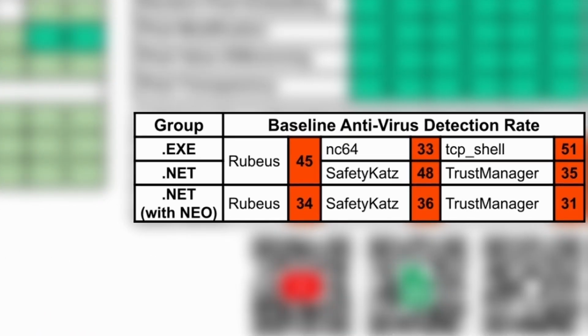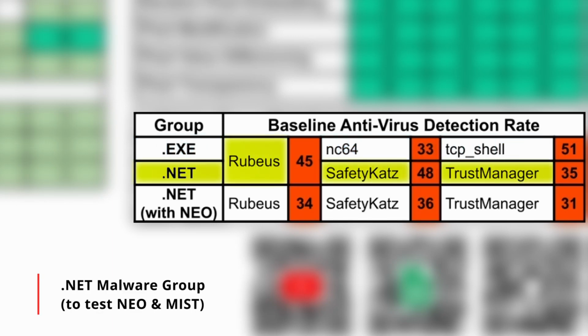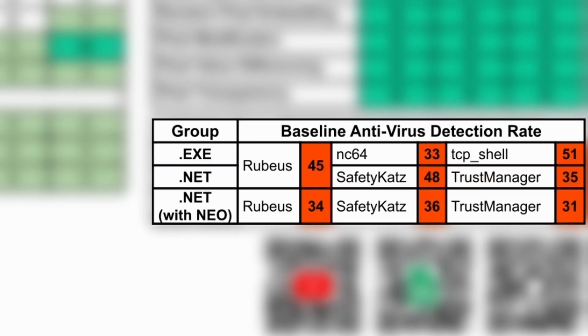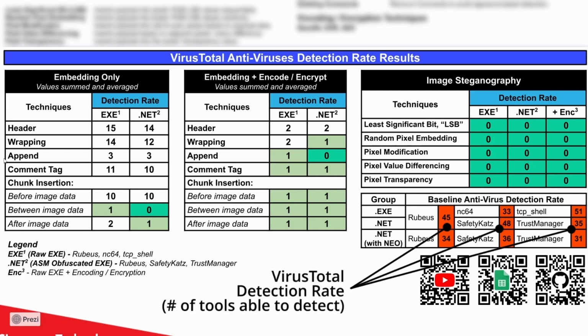The team has used 3 malwares to test the efficiency of MIST. This is the EXE group. Another 3 malwares are used to test the efficiency of Neo. This is the .NET group. Neo requires another set of malware as it only works with .NET executables. The baseline antivirus detection rates for each malware are as shown.